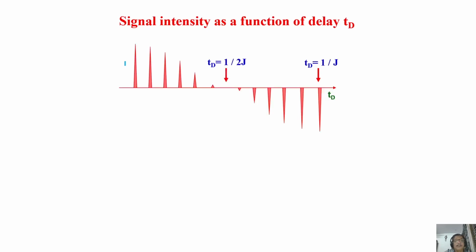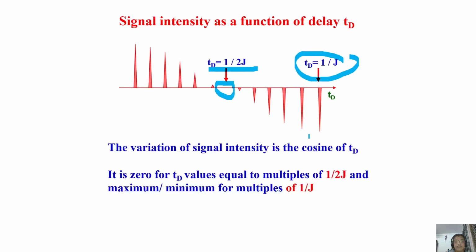Now let us see the signal intensity as a function of time. See, when you measure the signal intensity as a function of time, when exactly the time delay is equal to 1 over 2J, the signal intensity is 0. When it is exactly 1 over J, the signal intensity is negative maximum. What does it mean? The variation of signal intensity follows a cosine function. It starts with the maximum, comes here to 0, negative, and then goes on. It is an oscillatory function, following a cosine function.